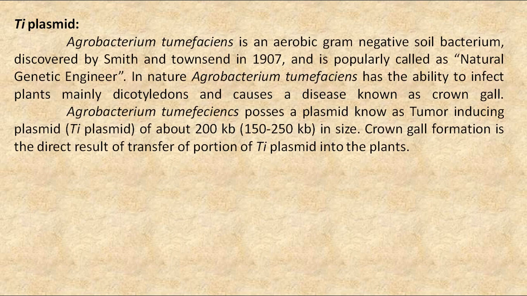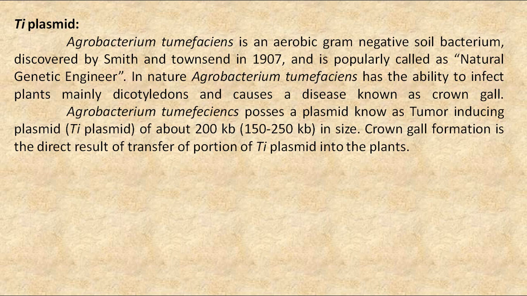Agrobacterium tumefaciens is an aerobic gram-negative soil bacterium discovered by Smith and Townsend in 1907 and is popularly called a natural genetic engineer. In nature, Agrobacterium tumefaciens has the ability to infect plants, mainly dicotyledons, and causes a disease known as crown gall.